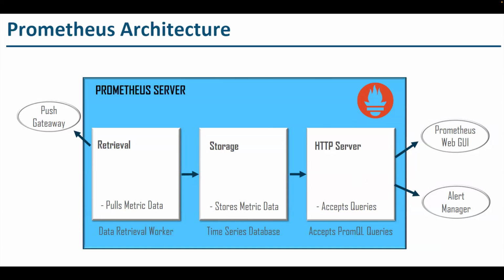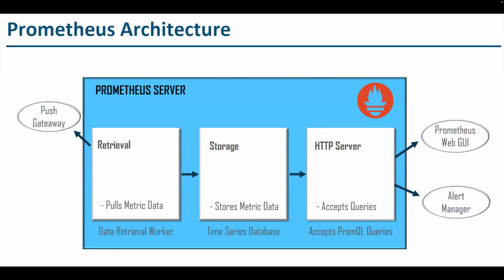So this is how you have the Prometheus server with the different components: the data retrieval worker, the time series database, and the HTTPD web server, different components that work together. So this is a simple architecture. It pulls the metrics, stores them in the DB, and the HTTP web server will query this server using Prometheus query language, means simple queries, through which it fetches the data, and also the data can be seen on the GUI.